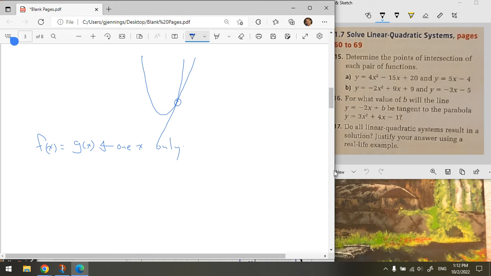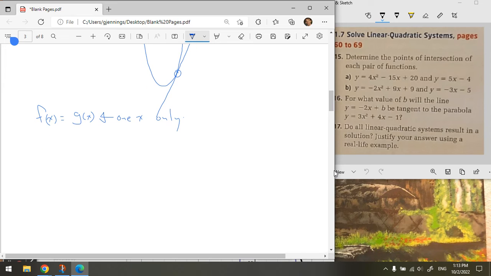I'll show you how we do this one. Okay, we're going to use the properties of the discriminant. We know that the discriminant can tell us the number of solutions, either 2, 1, or 0. We only have one solution to the quadratic equation when the discriminant is equal to 0. So let's go for it.